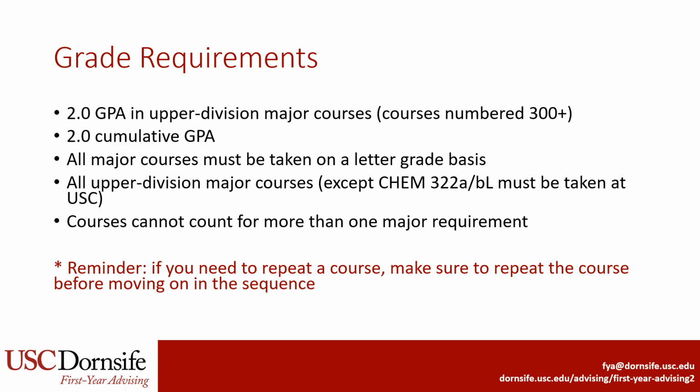To graduate with these majors, you need to maintain a 2.0 GPA in upper division coursework for the major and a 2.0 cumulative GPA. All coursework that is applying to the major, both lower and upper division, needs to be taken for a letter grade. Major courses cannot be taken pass no pass. In general, all upper division major coursework needs to be taken at USC, with the exception of Chem 322A and B, which are part of the Environmental Science and Health Bachelor of Science degree. Those can potentially be taken elsewhere.